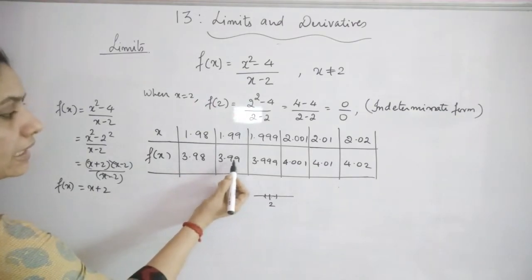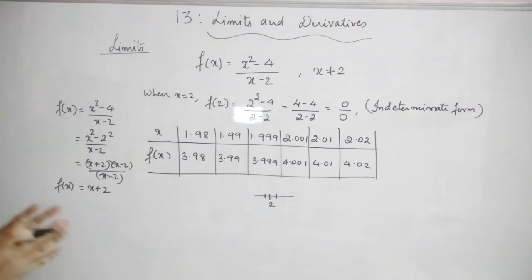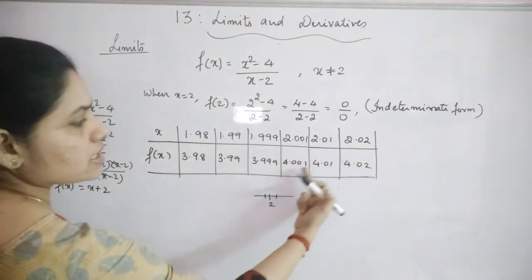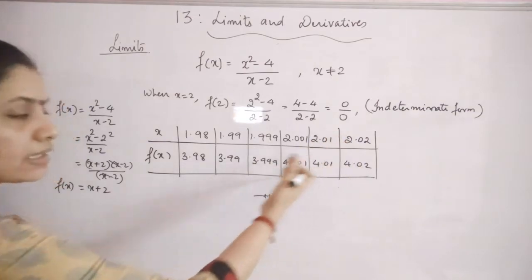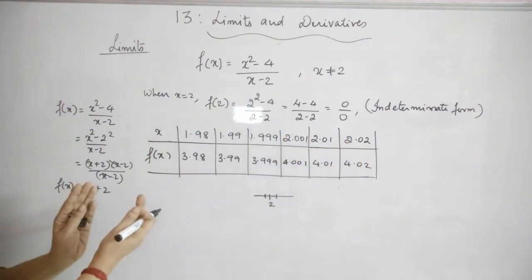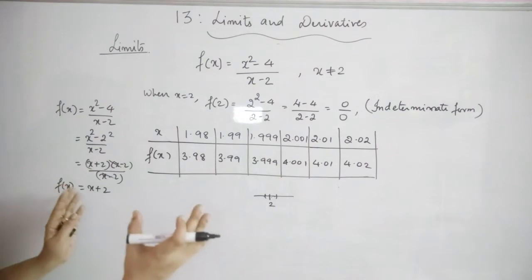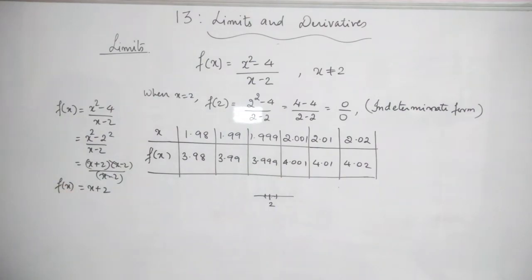3.98, 3.99, 3.999 means that value is actually approaching to 4. And here again you can see 4.001, as you take the value approaching to 2 for x, the function value is approaching to 4, right? Now if I am just replacing here in this function 2 for x, I will just get f of 2 is equal to 2 plus 2, which is 4.